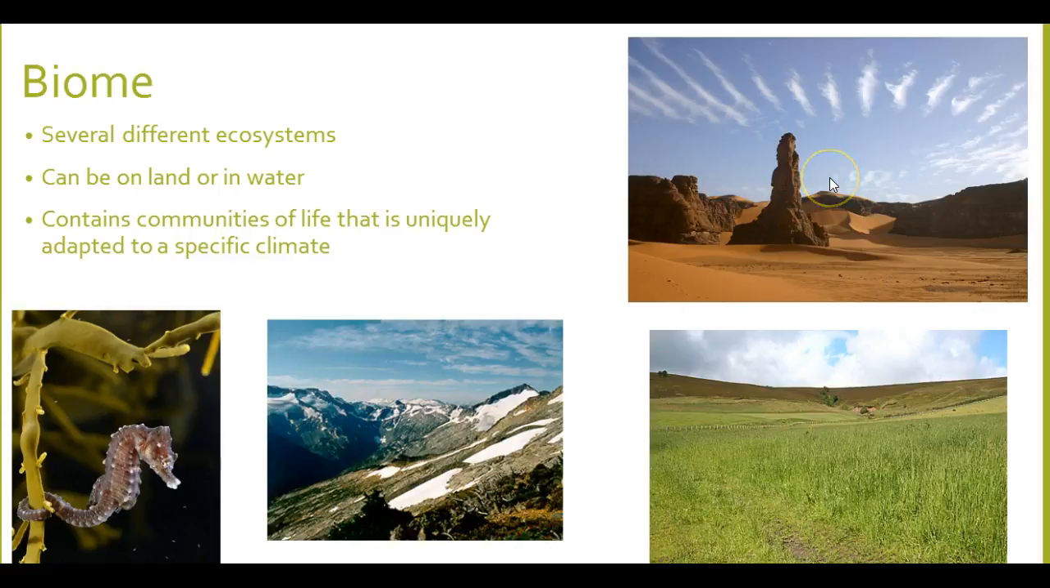So if we look up here, here's a desert biome that's extremely dry, not much water, very high temperatures and extremes in temperatures in these biomes. So the creatures, plants, and animals that live here are going to be uniquely adapted to that specific climate. And that's what really separates a biome from an ecosystem.